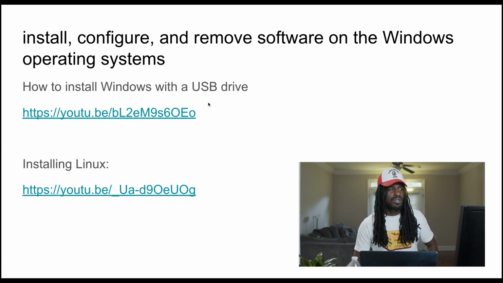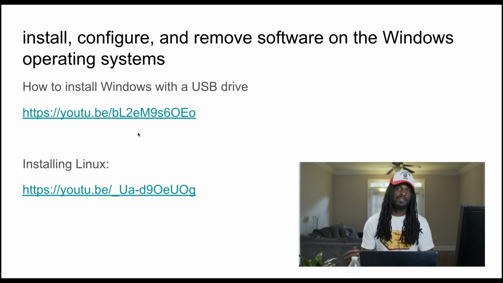I have some videos on how to install Windows with the USB drive and installing Linux with the USB drive as well. Both of these are very important because once you get on the job, a big part of being a system analyst or a technician or an administrator is going to be imaging and deploying machines. And when I say an image on a machine, an image is basically just a copy of what you have available on your operating system, as far as applications and different things that you would need specific to your organization.